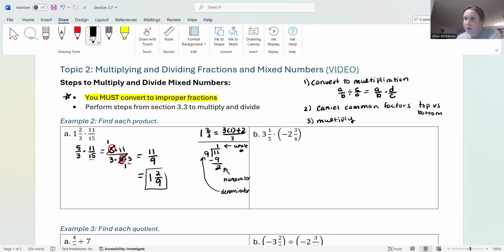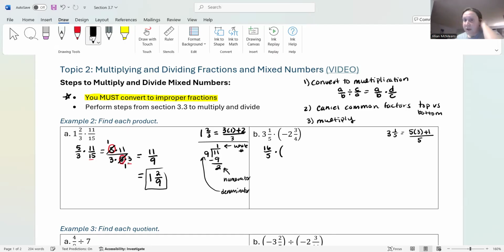So let's do a little work to convert both of those to improper fractions. If I have 3 and 1/5, I take my denominator and multiply it by my whole number, so 5 times 3, add your numerator, and then keep it all over the original denominator. So 5 times 3 is 15. 15 plus 1 is 16, and then we keep the 16 over 5.